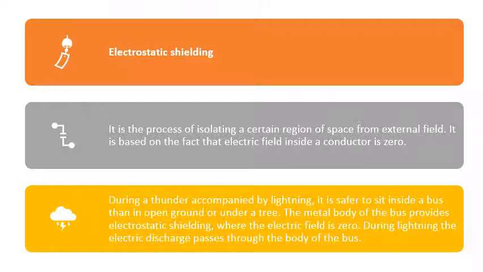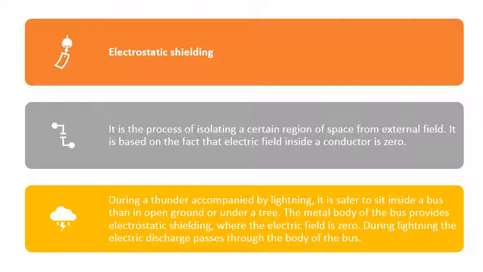It is based on the fact that the electric field inside a conductor is zero. So you can isolate a certain portion by using a conductor. Using a conductor, you can isolate one area from a second area. We have also discussed this application.